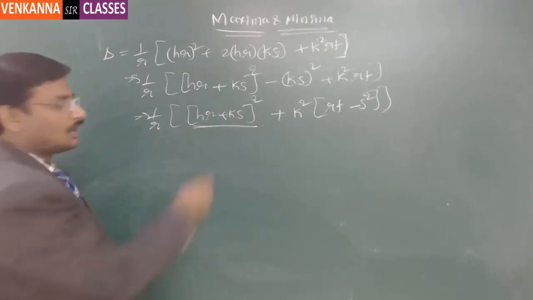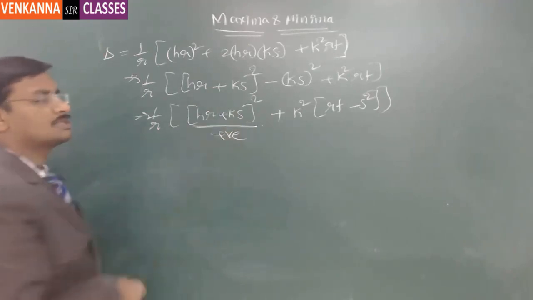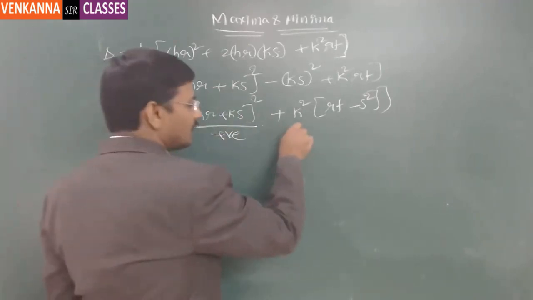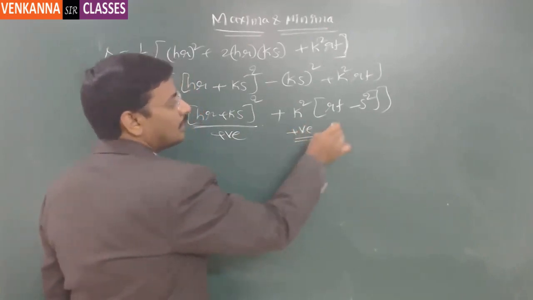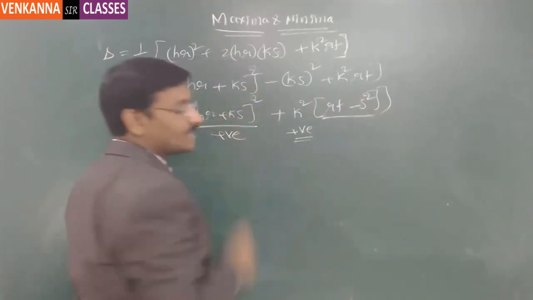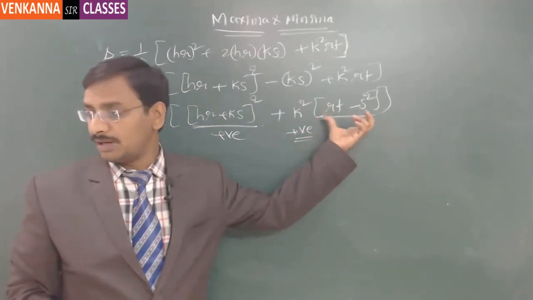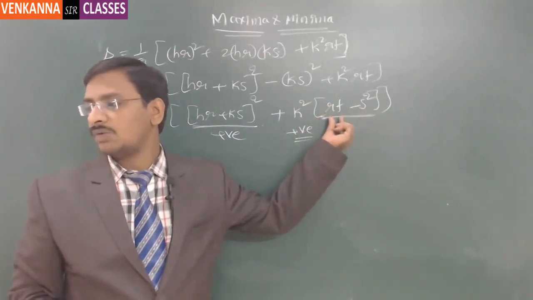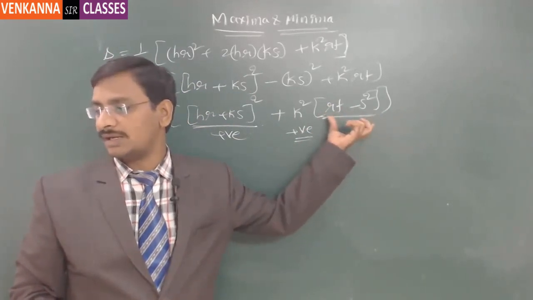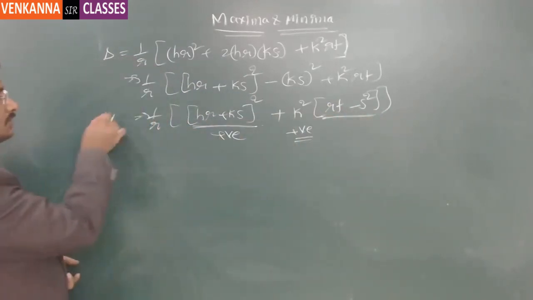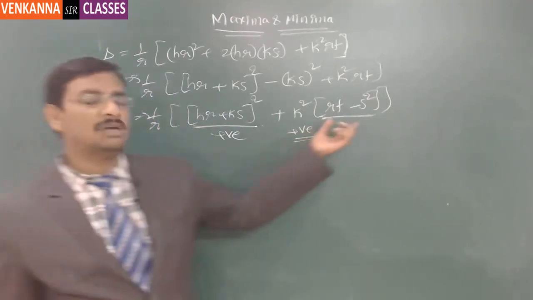(HR plus KS) whole square is always a positive number. So this is always a positive number. And this K square is also a positive number. Now this RT minus S square will decide the sign, right? Here it is anyway independent of H comma K. So now RT and S values are deciding the sign of this delta.